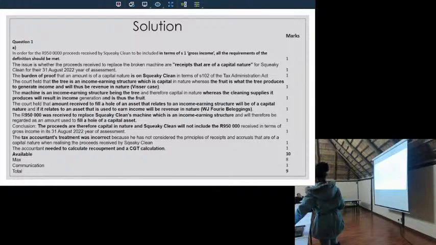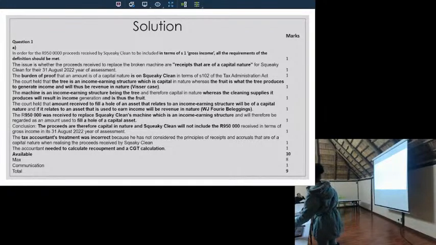So we have 4 already. So it's 4 out of 9. We already have 4 out of 9, before even concluding, before even telling me that the accountant's treatment was incorrect. Do you understand how important exam technique is?